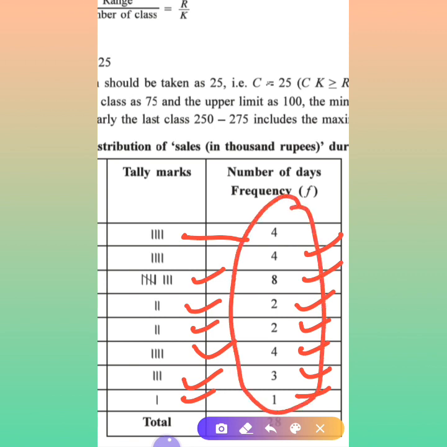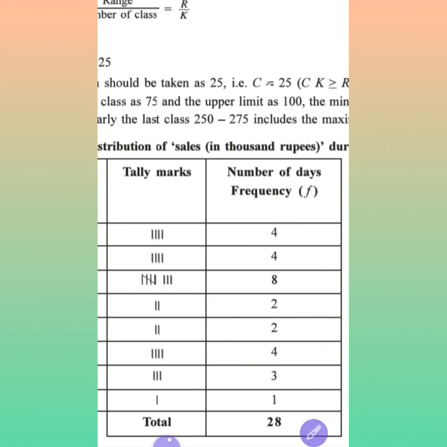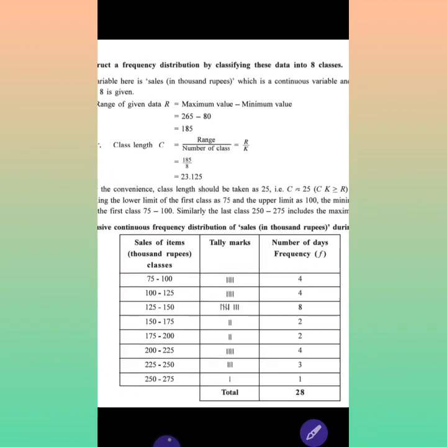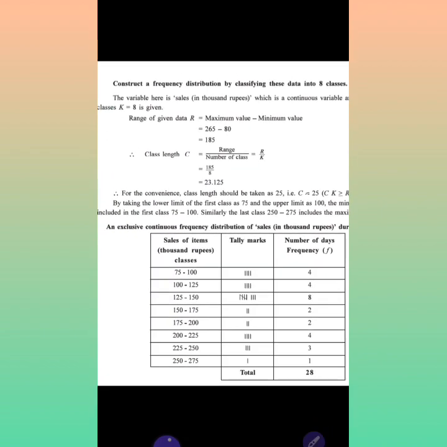If you count the frequency, children, you will get 28. Frequency is symbolically always denoted by small f. So over here we found out the frequency distribution.